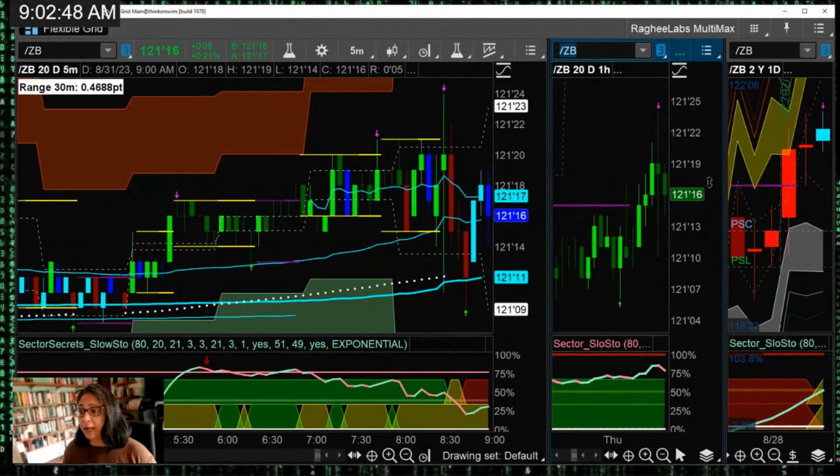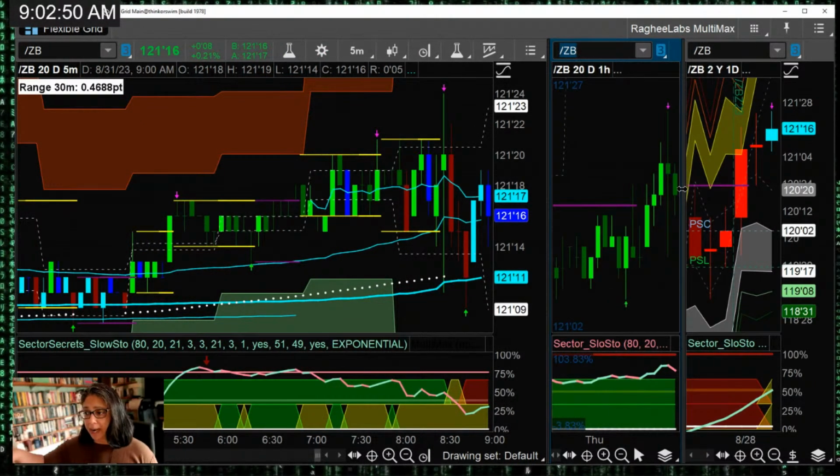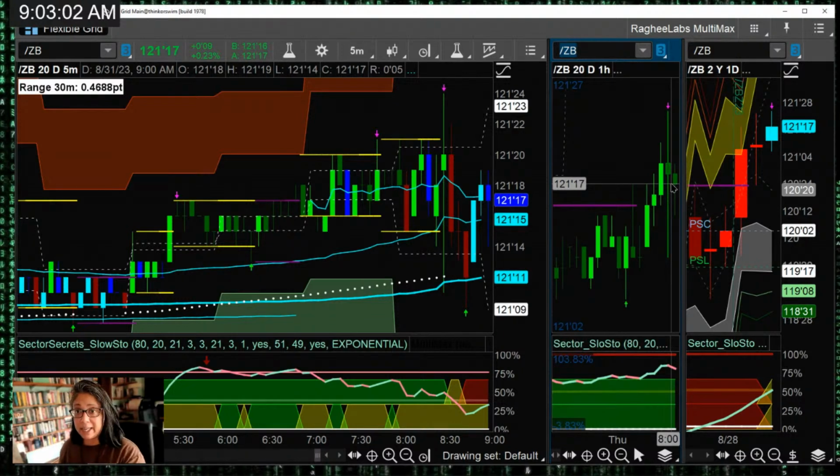And by the way, on the far right, we've got the daily time frame. In the center, we have the 1 hour or 60-minute. And on the far left, we have the 5-minute. That is my preferred day trading time frame. It's also the one that's the easiest to gauge a reaction to a hot zone.